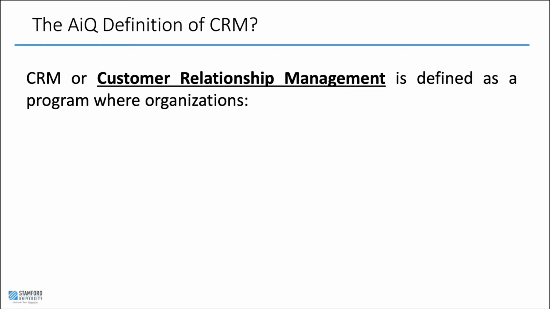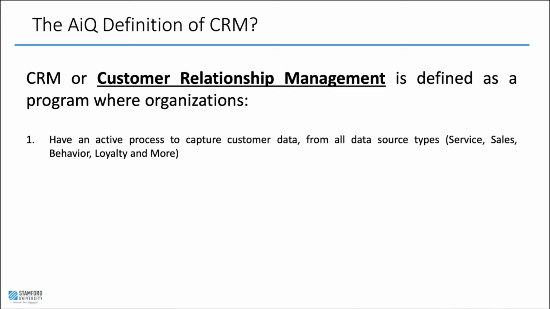So what I want to do now is just simplify the definition of CRM, or customer relationship management, a little bit further in my definition, my view on it. It's defined as a program where organizations can essentially have an active process to capture customer data from all the different data sources that you have about a customer, whether it's service, their sales information, their behavior, which we covered in the last session, their loyalty, if there is a program, and many, many more areas where you may have data about a customer.